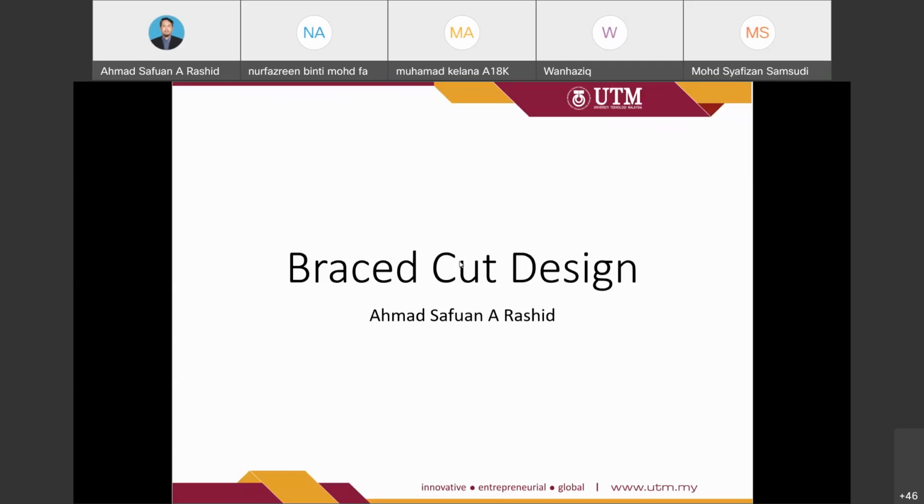Okay, now we move on to the last topic for today, the braced cut design. However, as I mentioned previously, it is discussed only for static problems or static load. So it's very important when we want to construct, for example, a basement, that we need to have a temporary structure before we construct the basement.